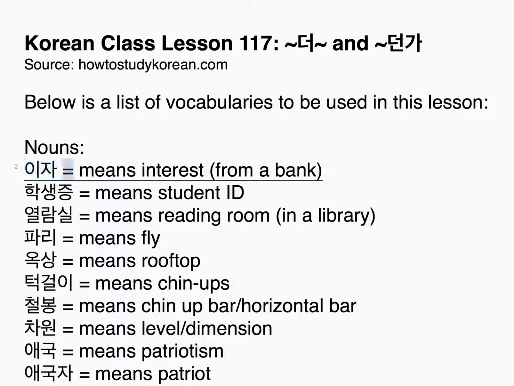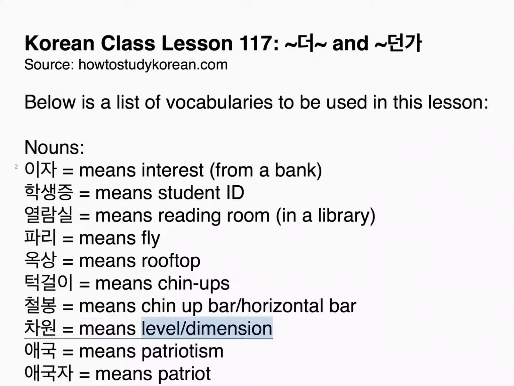Nouns. 이자, means interest, from a bank. 학생증, means student ID. 열람실, means reading room, in a library. 파리, means fly. 옥상, means rooftop. 턱걸이, means chin-ups. 철봉, means chin-up bar, horizontal bar.